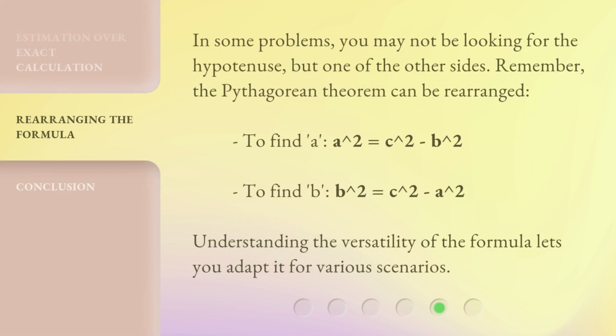In some problems, you may not be looking for the hypotenuse, but one of the other sides. Remember, the Pythagorean theorem can be rearranged. To find a squared: a squared equals c squared minus b squared. To find b squared: b squared equals c squared minus a squared. Understanding the versatility of the formula lets you adapt it for various scenarios.